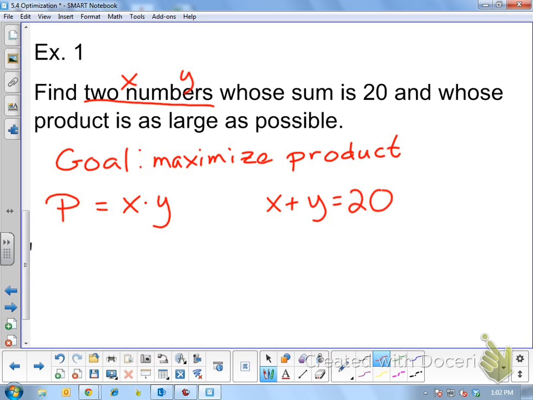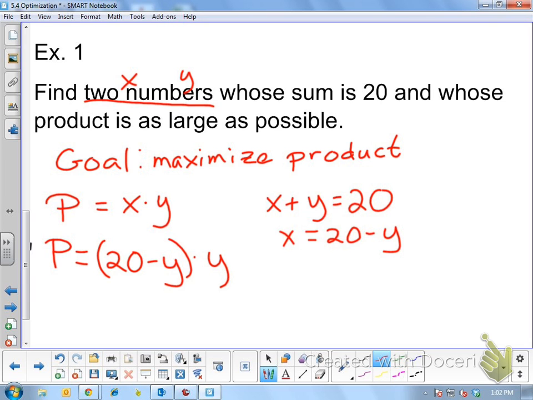Okay, so we need to substitute, but we have to solve first. So Evelyn very quietly whispered, x equals 20 minus y. We solve for x. Or I could have solved for y. I could have said y equals 20 minus x. Doesn't matter. Then I can substitute it into my main equation. So I get 20 minus y times y.